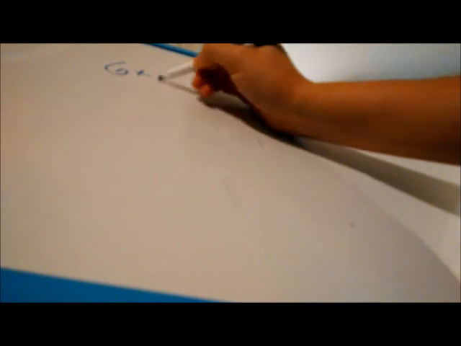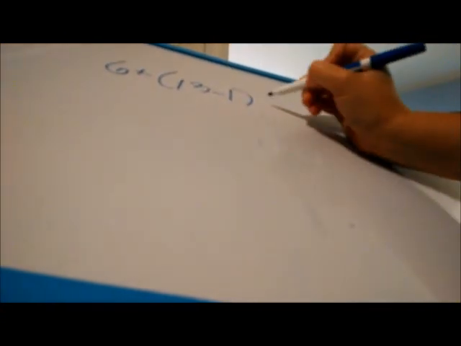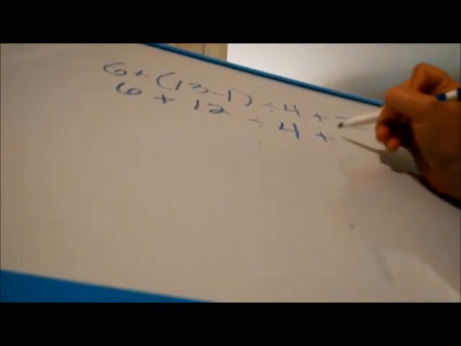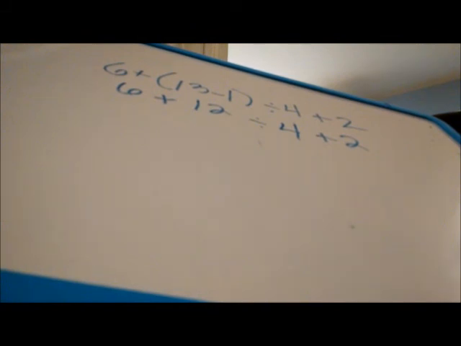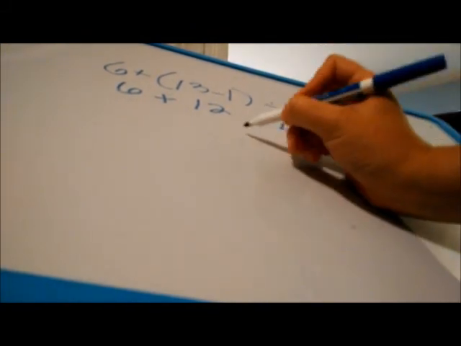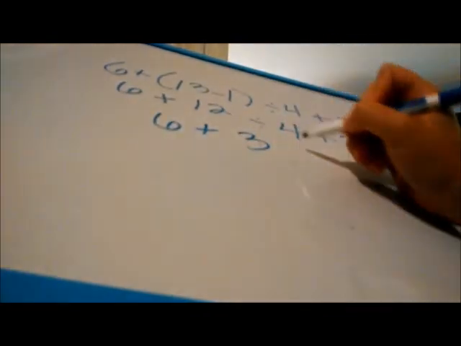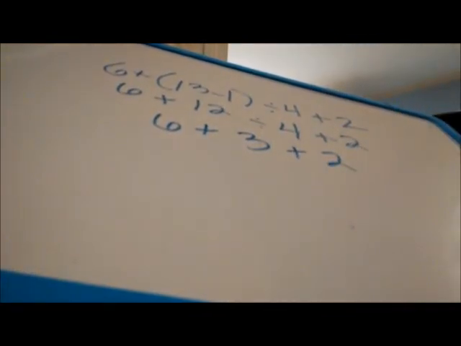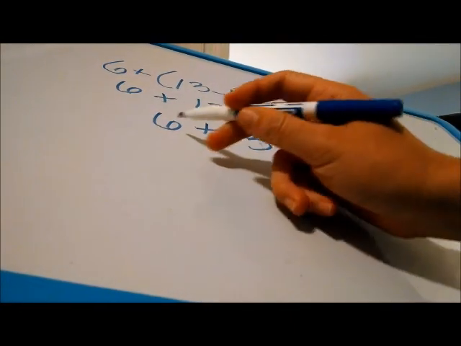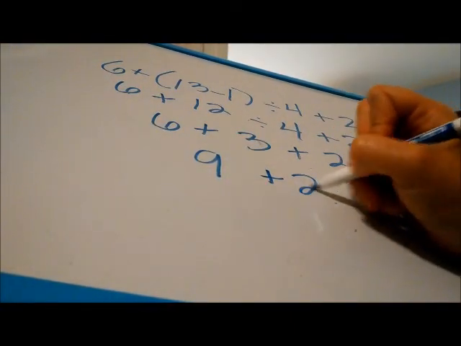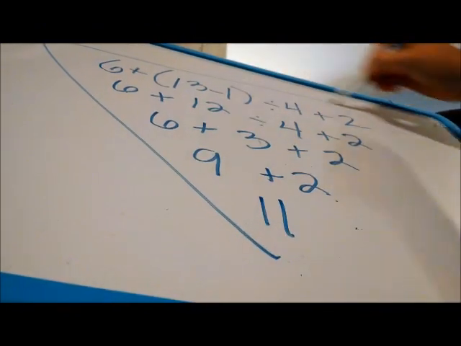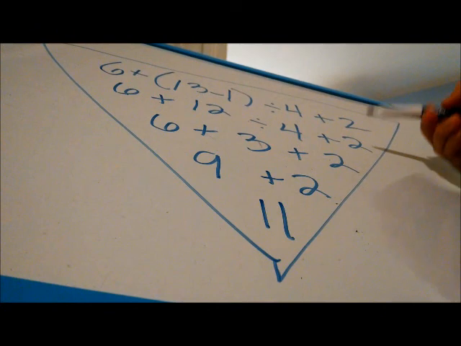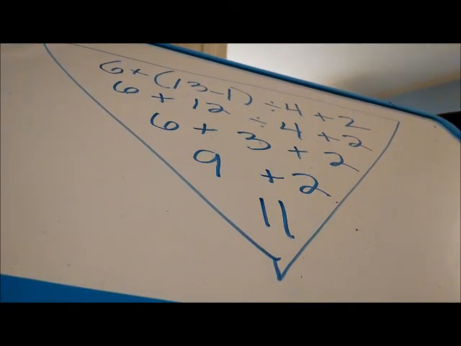6 plus 13 minus 1 divided by 4 plus 2. All right, we're going to start with parentheses. 13 minus 1 is 12. Bring down the rest of the problem. Next, we do all the multiplication and division. 12 divided by 4 is 3. 3 plus 6 plus 2. 2 additions, so we're going to do them in order. 6 plus 3 is 9. Plus 2 gives us 11 as the total of our problem once we've simplified it down to one answer.